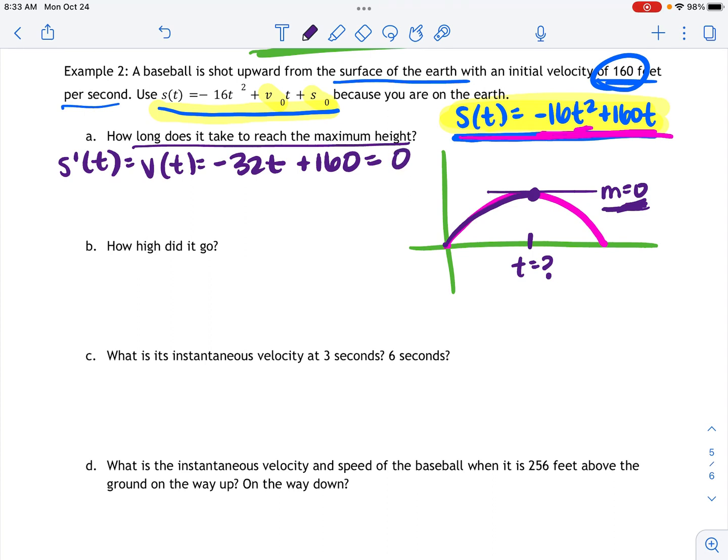So I will get solving. I'm going to add 32t to both sides. Divide by 32, and it is 5 seconds. That means the time it takes to get from the starting point on the ground all the way up to the top of the path is 5 seconds.